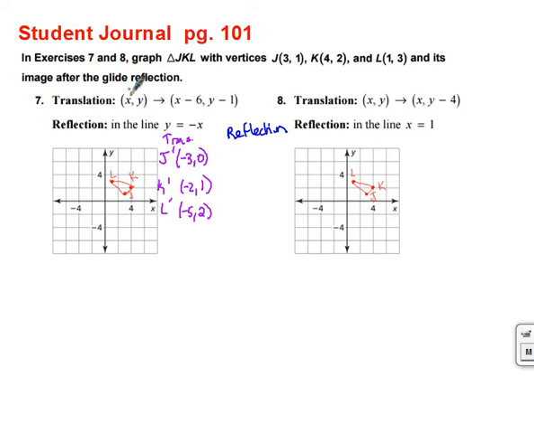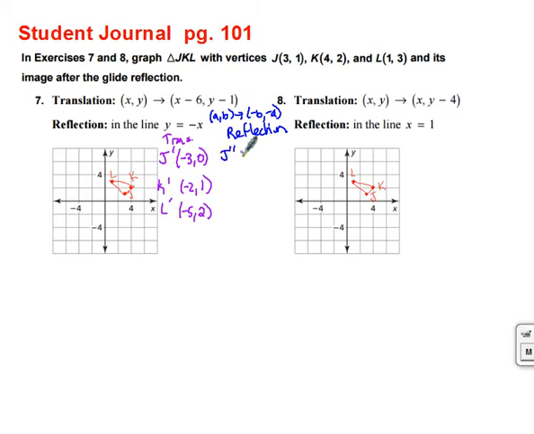So this is a composite. We've done a glide reflection. So we glided it one way or the other, and then we've reflected it over something. So the reflection is over the line y equals negative x. Remember, going back to your notes, you're going to take your points, A, B, and you're not only going to switch them, but you're going to change the signs of both.